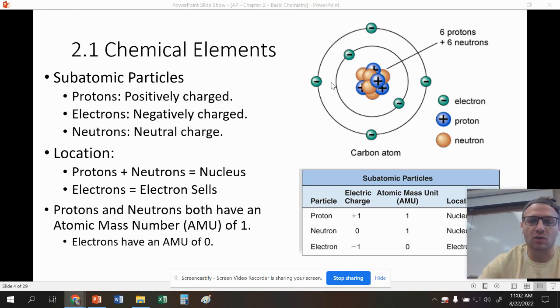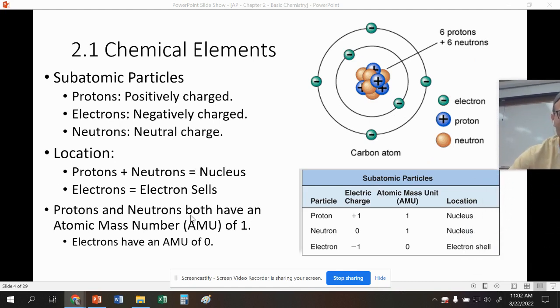Remember that this is not a great representation. We have to give this representation because it's a two-dimensional screen, but they don't float around. These electrons don't float around the nucleus like a solar system, but this is just how we have to represent it in this PowerPoint. Remember that protons and neutrons are in the nucleus, while electrons are in the electron shells, or the orbitals, however you want to name it. Protons and neutrons both have an atomic mass unit, AMU, of 1, while electrons have an AMU of 0. Electrons do have a mass, but it's so small that in biology we really don't focus on it.